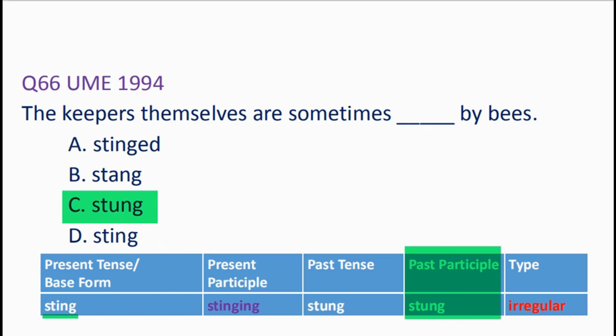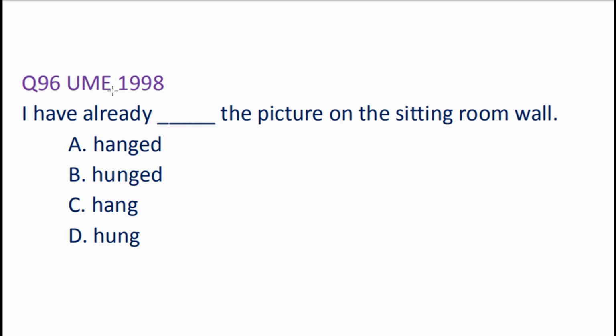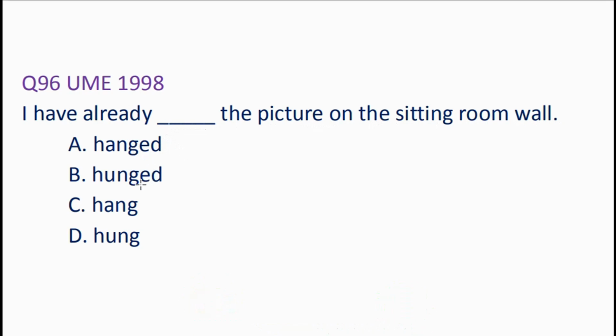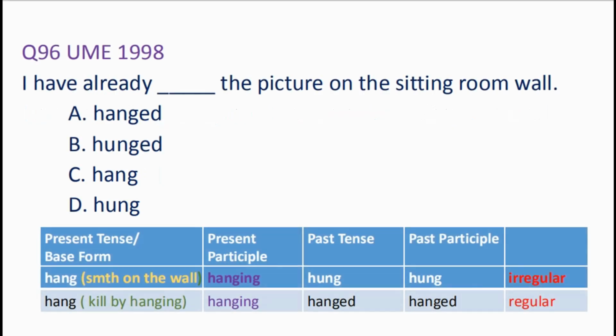Okay, the next one is question 96, UME 1998. I have already hung the picture on the sitting room wall. Now, for this case, we have hanged, hunged, hang, hung. Now, what is the past participle of hang? Hang here means to put something on the wall, to leave something suspended on the wall. This hang does not mean to kill someone by hanging.